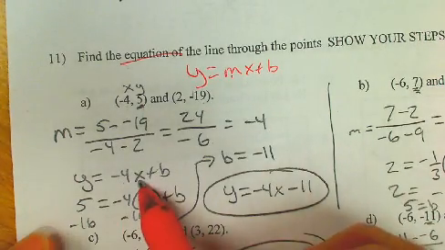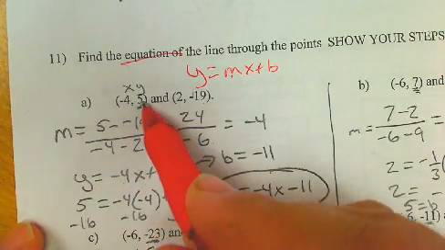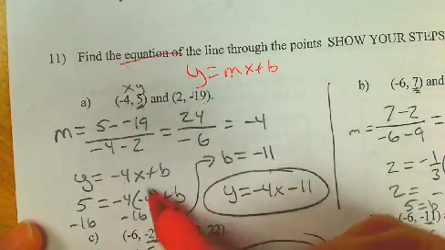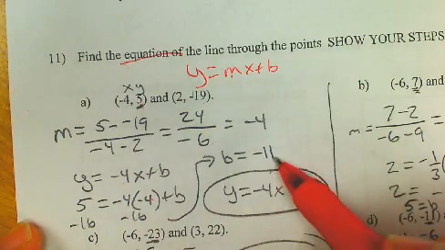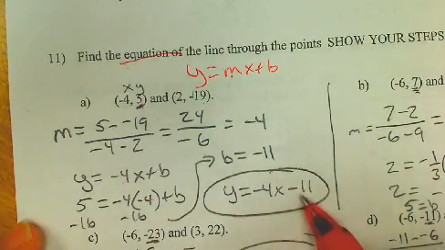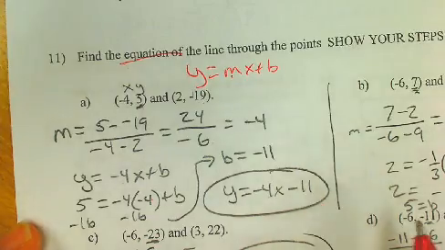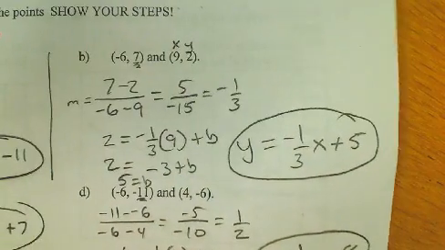So I plugged in a point, an x and a y. There's my x, there's my y. Plugged in the x, plugged in the y. Solved, and I got b equals negative 11. So there's my equation. I plugged in my slope and my y-intercept. And I did the same thing here.